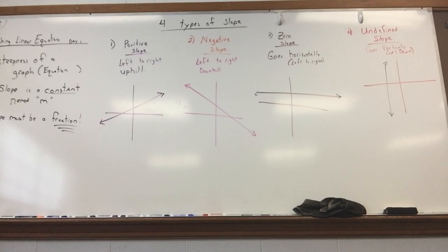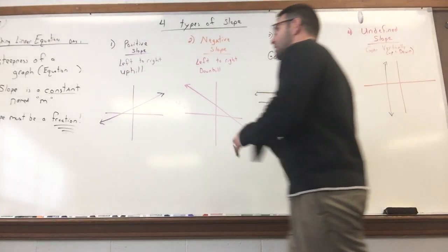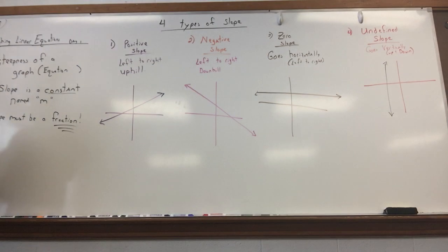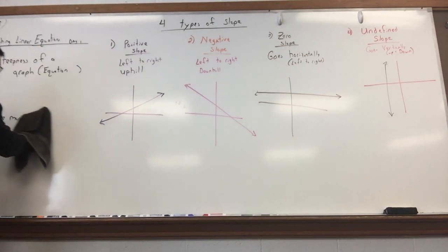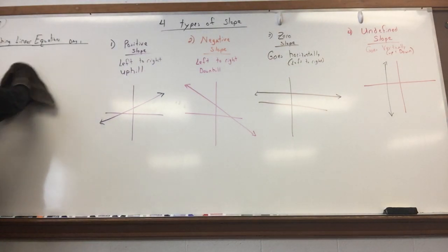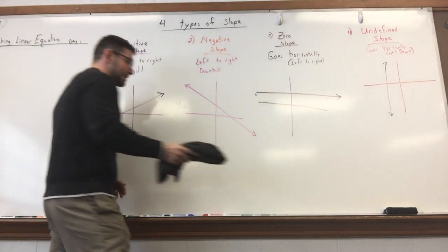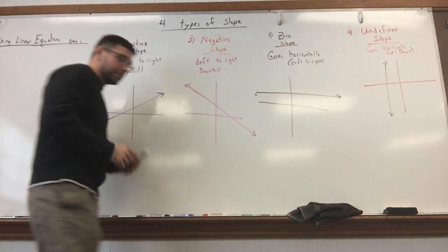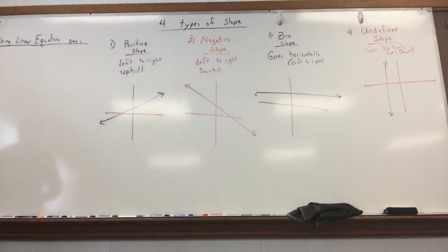Now, so far, all we have is, hey, it's going to be positive, hey, it's going to be negative, it's going to be zero, it's going to be undefined. But I told you that slope must be a fraction. Well, today is by far what I think is the easiest way to find slope. We're going to find slope three different ways. We're going to count, we're going to subtract, and we're going to find a variable. Today is all about counting.